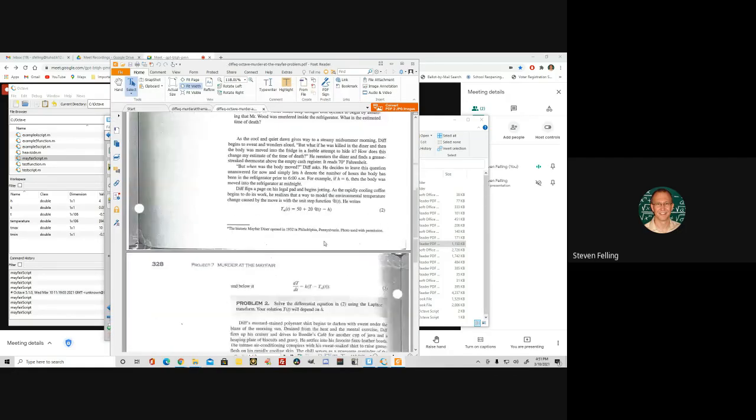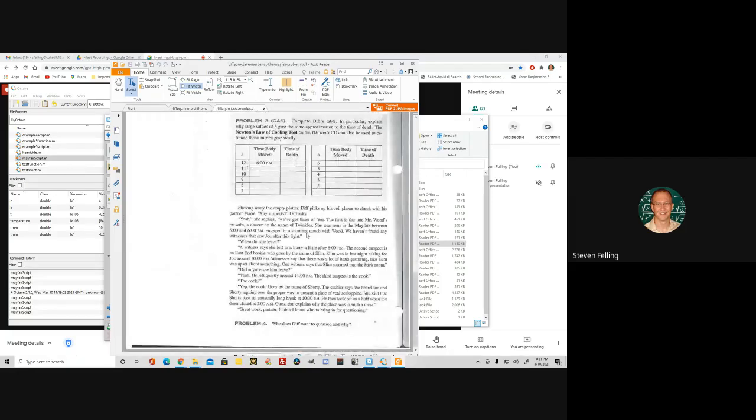Like it says that the first is Mrs. Wood's ex-wife, a dancer by the name of Twinkle. She was seen in the Mayfair between 5 and 6, engaged in a shouting match, and then she left at 6 p.m. So Twinkles was arguing between 5 and 6 with the victim, and then left at 6.